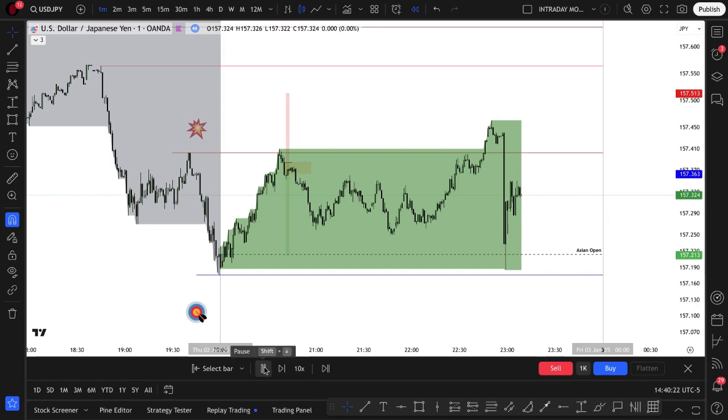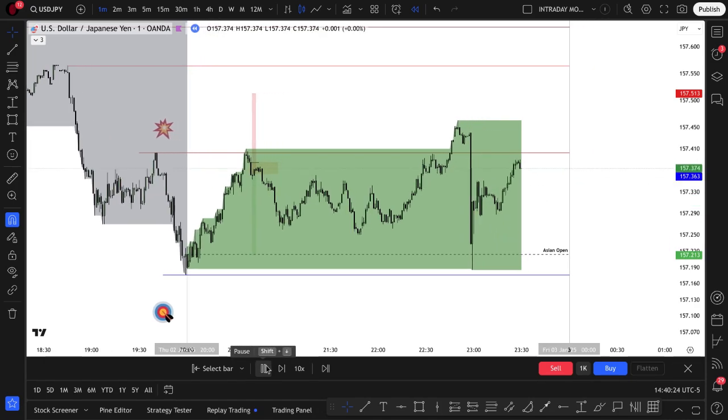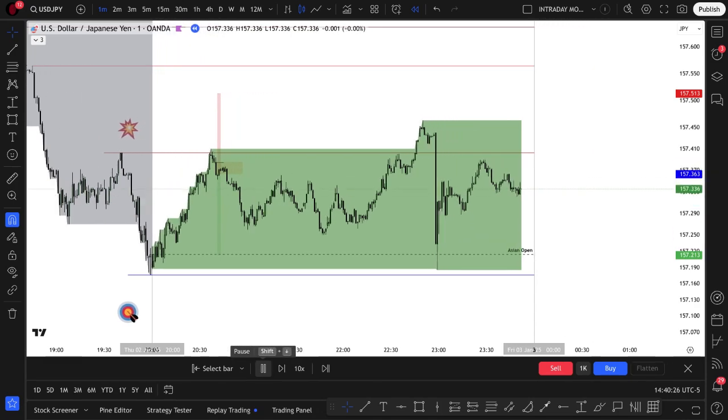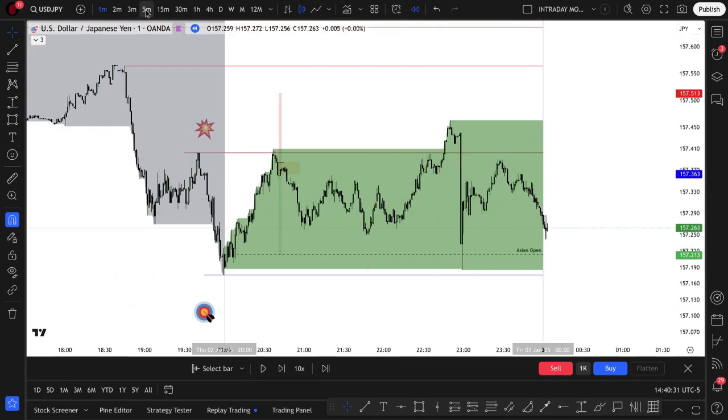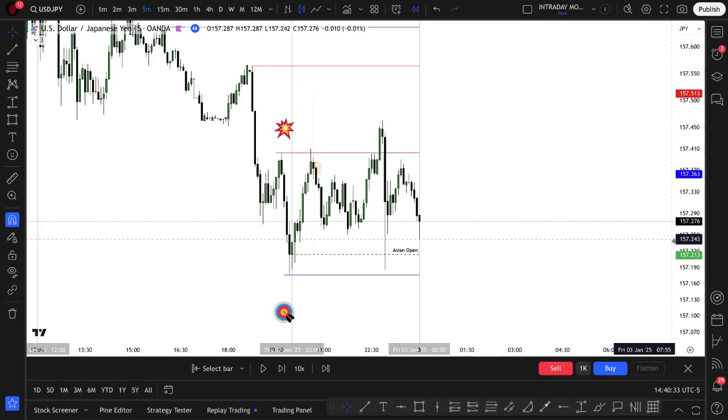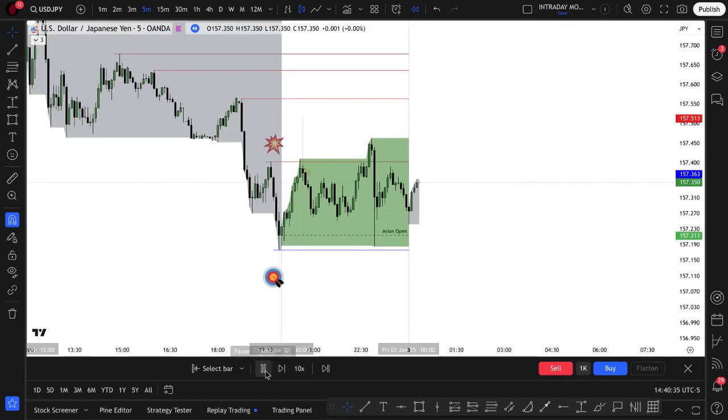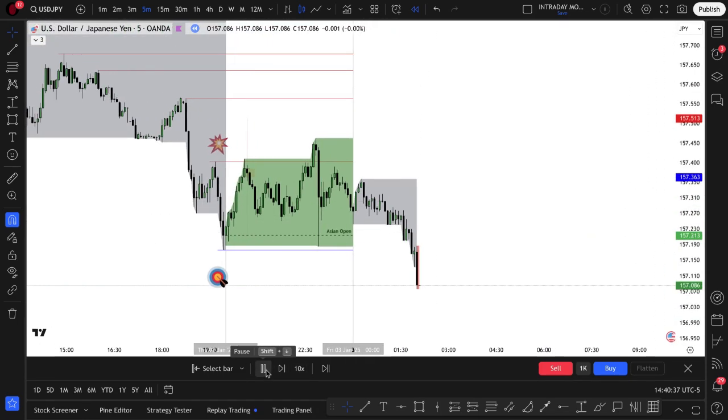So we'll just play this out so you can see how the kill zone finishes. So that's how Thursday played out. And sometimes it can go on more than just 15 pips or whatever that desired TP is. So you can see it definitely goes down a little more.